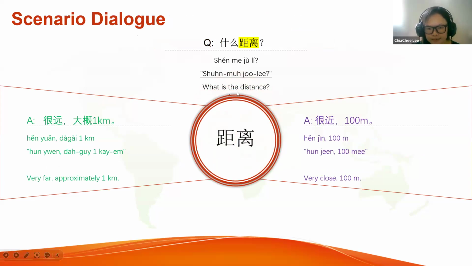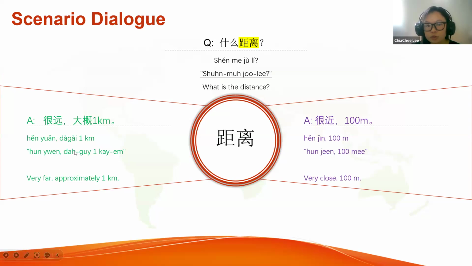What is the distance? 什么距离? So on site, when we are checking on 什么距离, the possible answer would be very far. 很远. 很远 is third tone and third tone. 很 is like H plus N. 很远. 很 and then E plus when together faster. 远 远远 很远 very far.